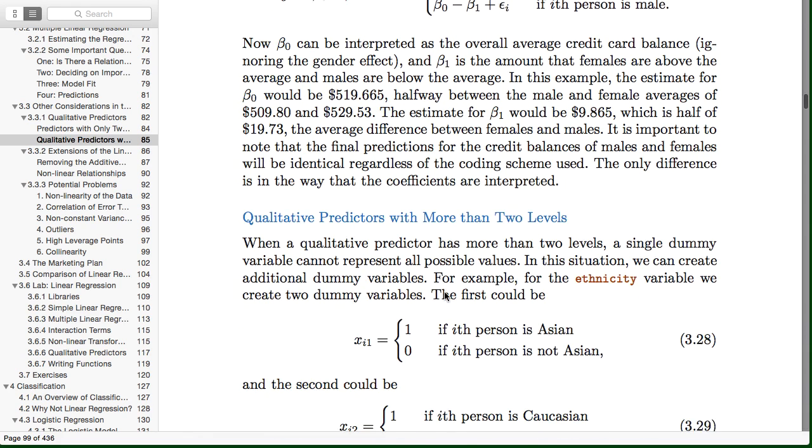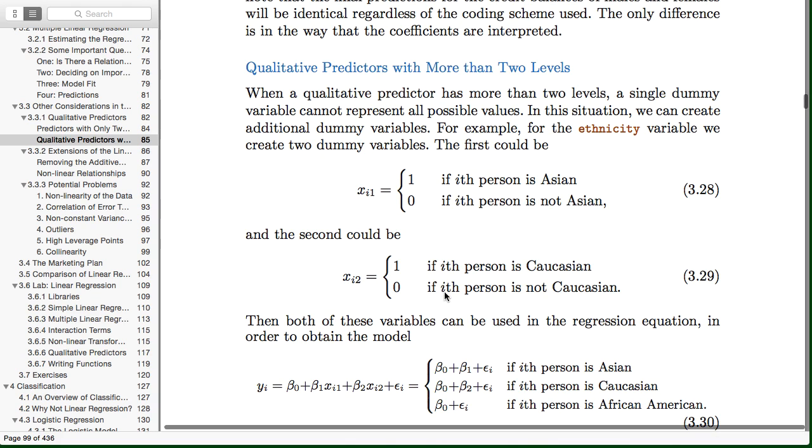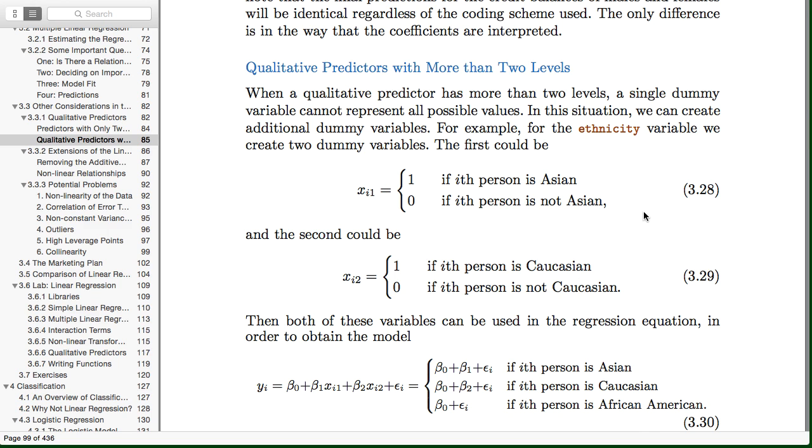Now, suppose that we have more than a binary choice. In the case of gender, we only had a binary choice, but in the case of ethnicity, we had three choices: Asian, Caucasian, and African American. So we always will need one fewer variable than we have choices in order to encode this properly. What's going to happen here is we have essentially on-off switches. This X1 here is an on-off switch for Asian. This X2 here is an on-off switch for Caucasian.